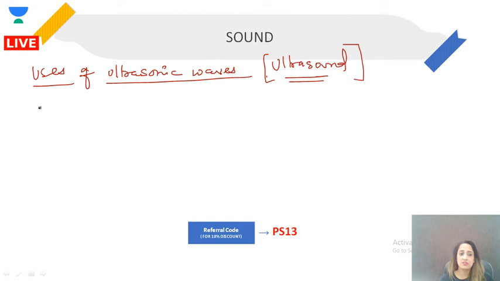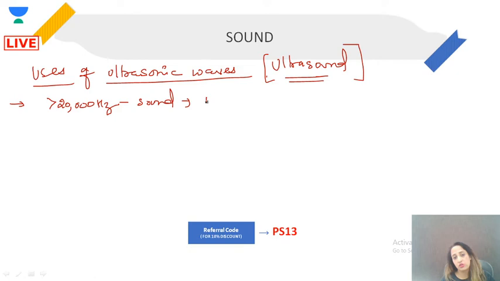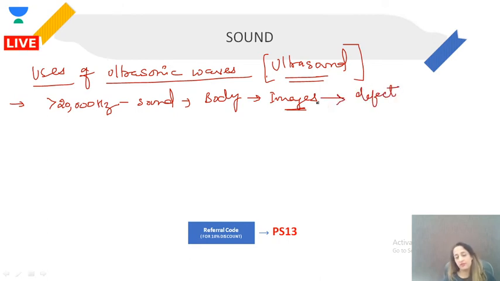So what is this ultrasound? In ultrasound, sound waves of more than 20,000 hertz are passed through your body, and images are produced, and these images can tell you if there is any kind of defect in the human body.